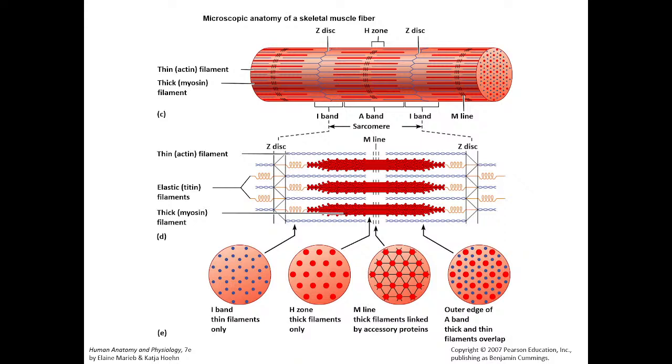So if you see, this is the schematic diagram. Now here you can see the I band, only thin filaments are there, right. This is the H zone of the dark band, here only thick filaments are there. This is the M line in the center, and then we can see the outer edges of the dark band where both the thick and thin filaments are there. Is this clear?